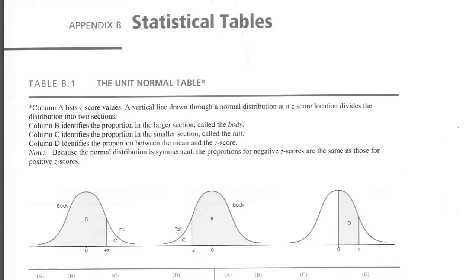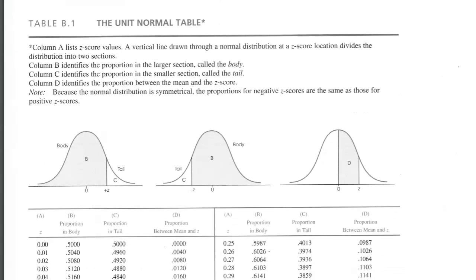I'm using this unit normal table. This unit normal table is also called the z-distribution. It could be called the z-table. It could be called the standard unit normal table. Within one of these worksheets, which you can download, you'll see these different areas, the body and the tail, which they associate with the different areas. They also have a column D, which is the area between the mean, 0, and whatever z-score you're looking at.